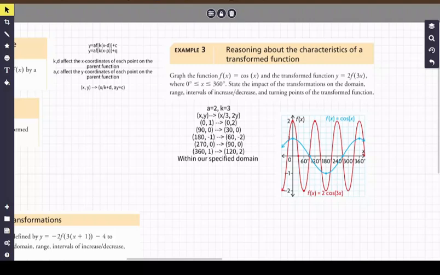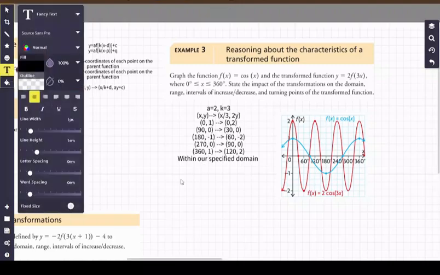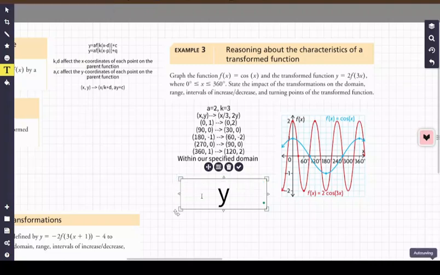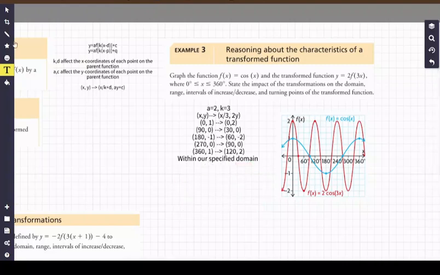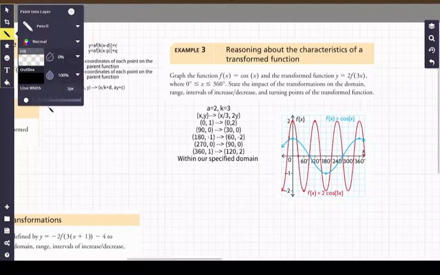So the domain doesn't change. The domain consists of every real number, but our x is also bounded, so from 0 degrees to 360 degrees. But our range has changed. The vertical stretch has changed the range. So the range has changed from y equals all real numbers.